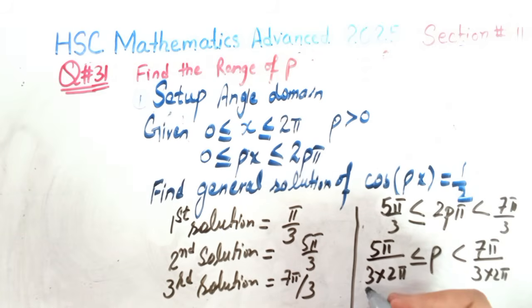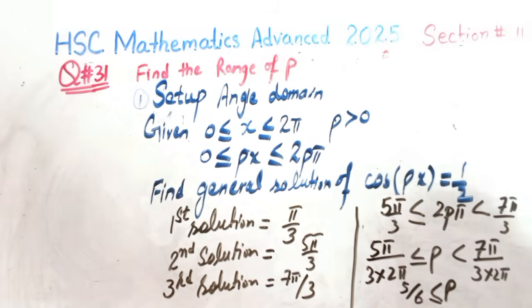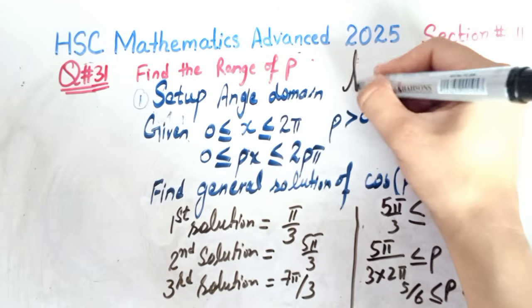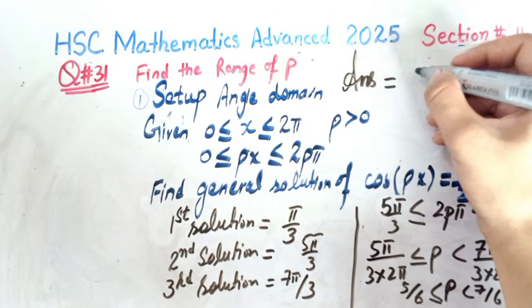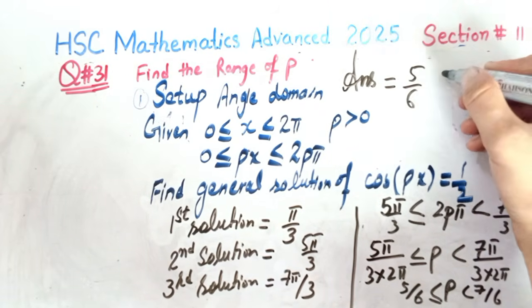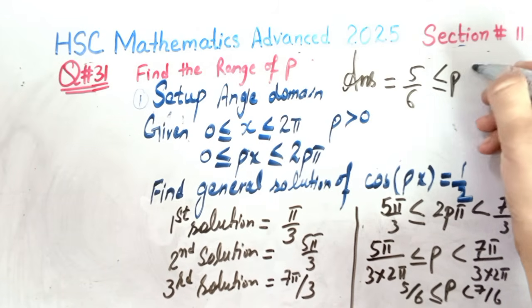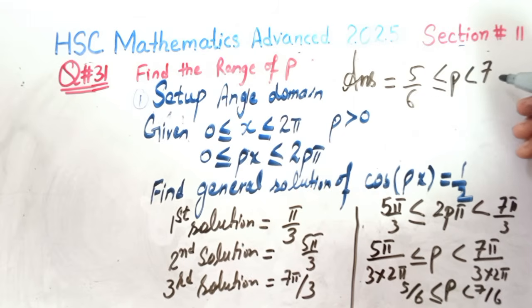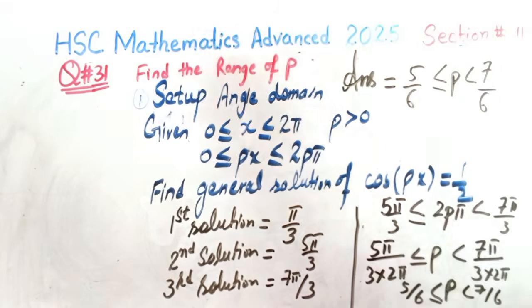So we get the value of p: 5 by 6 is less than or equal to p, and p is less than 7 by 6. We will write the answer here. That is, 5 by 6 is less than or equal to p, and p is less than 7 by 6. So this is the final answer.